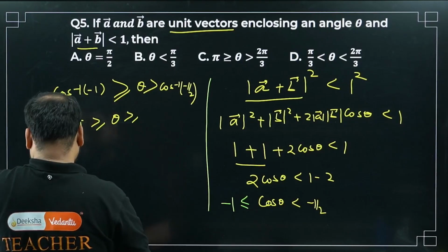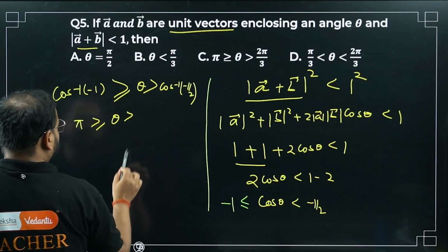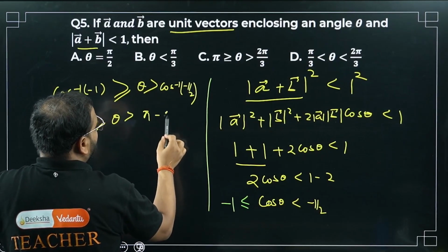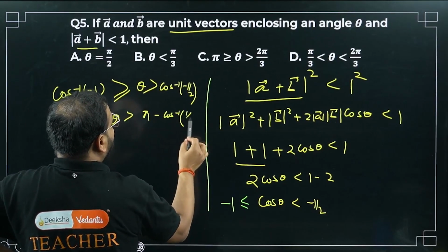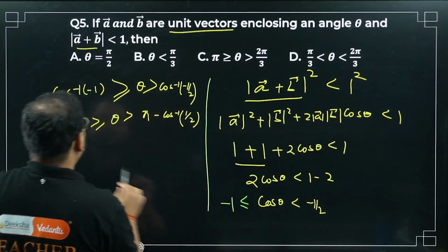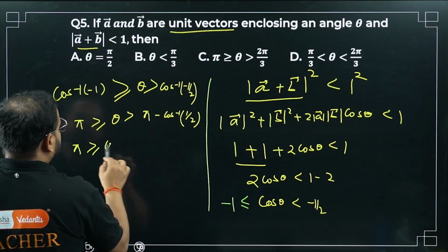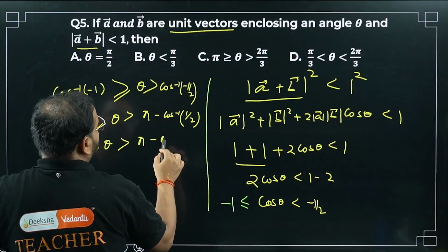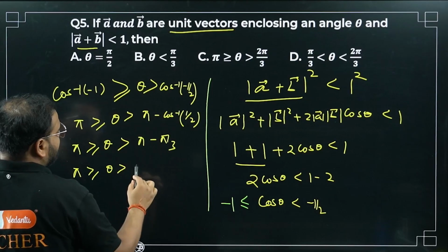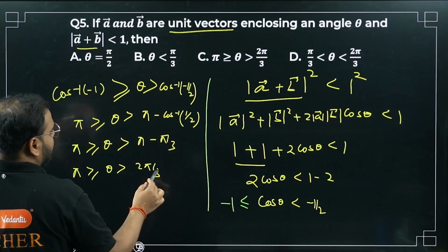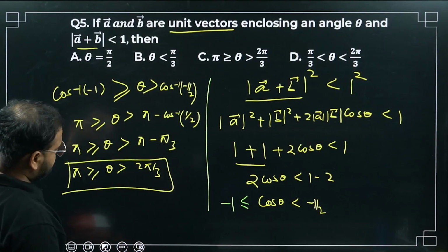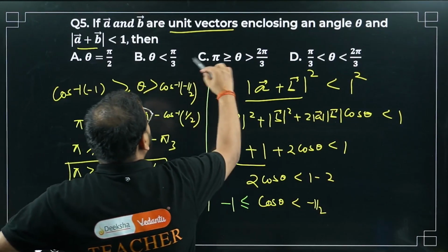Cos inverse of minus 1 by 2. So pi minus cos inverse of 1 by 2, the formula, right? Cos inverse of minus theta is what? Pi minus cos inverse of theta. Please check. Pi minus pi by 3, how much is that? 2 pi by 3. Pi minus pi by 3 is 2 pi by 3. This is my answer. Which option is this? Option number C.